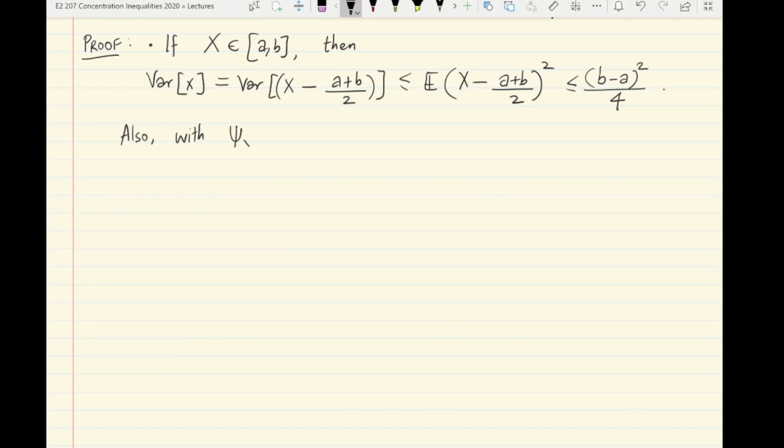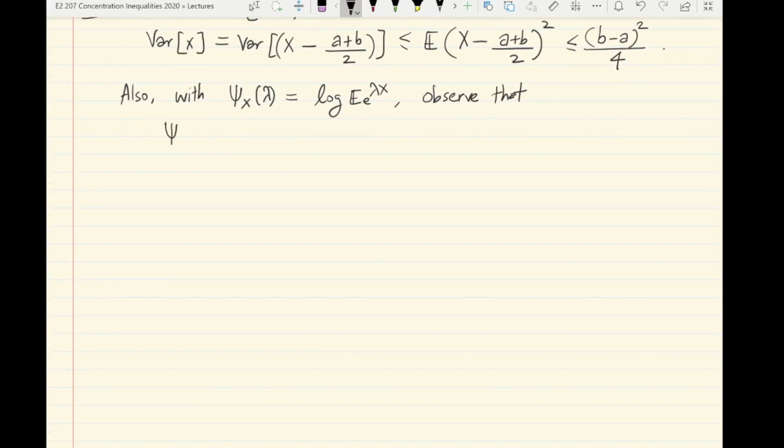The second observation is to say that we have the notation psi_x of lambda, which is the log moment generating function of x at lambda. Let's make a couple of observations. The first is to observe that if you set lambda equal to 0, then you get log of 1, which is 0. And the same holds if you differentiate psi_x of lambda with respect to lambda and set lambda equal to 0. So psi_x of 0 is equal to the derivative of psi_x at 0, which is 0. This is easy to check.